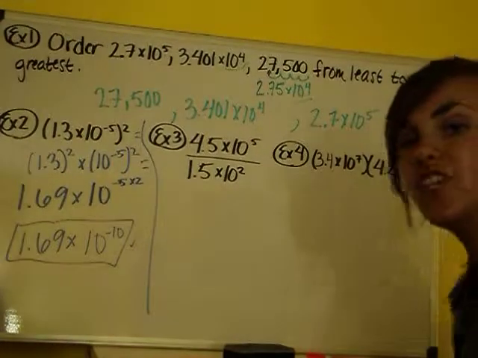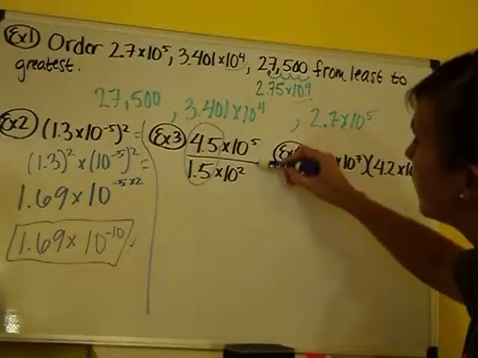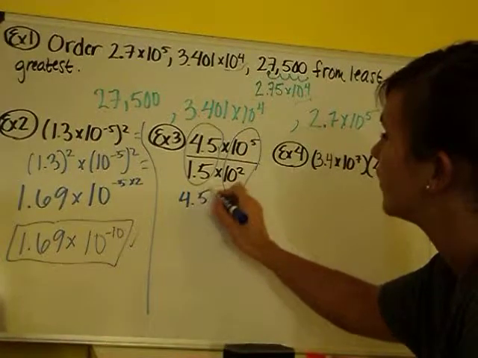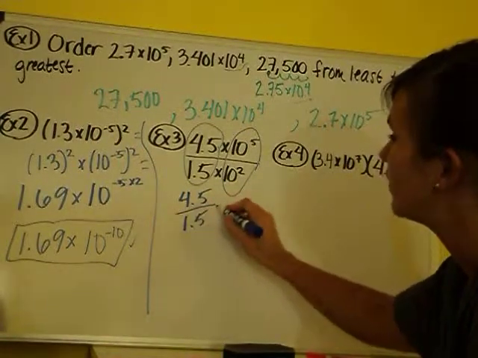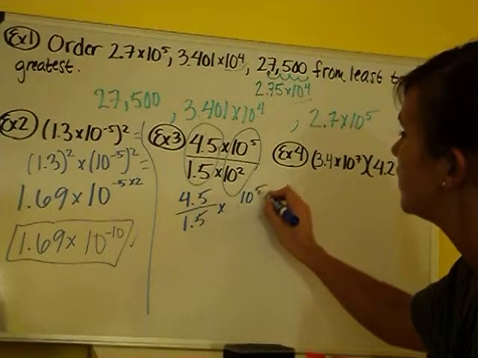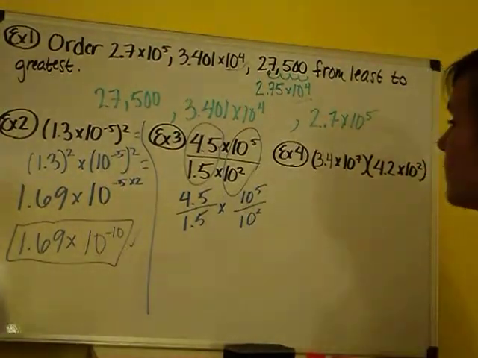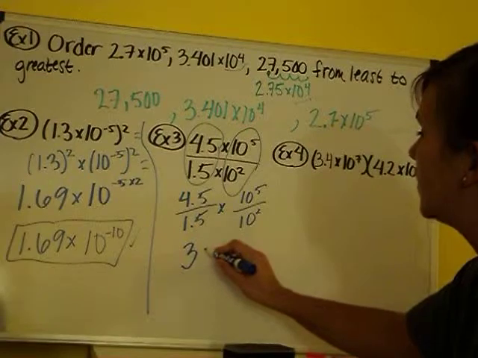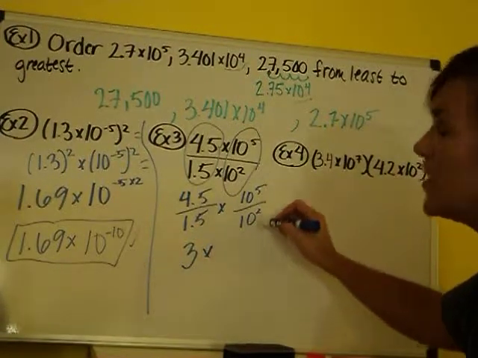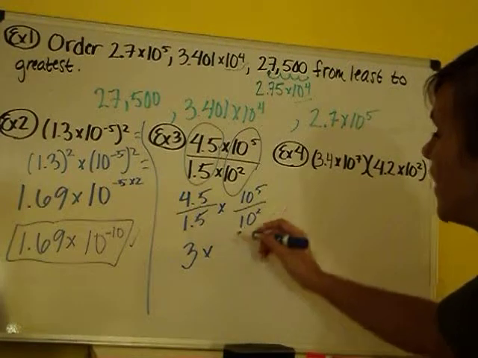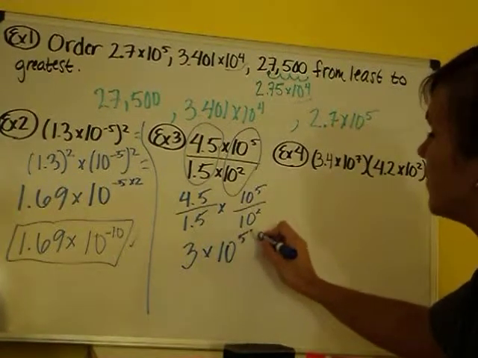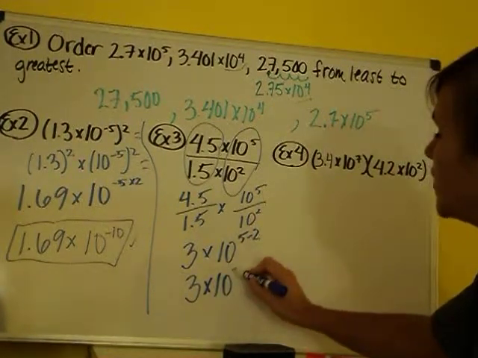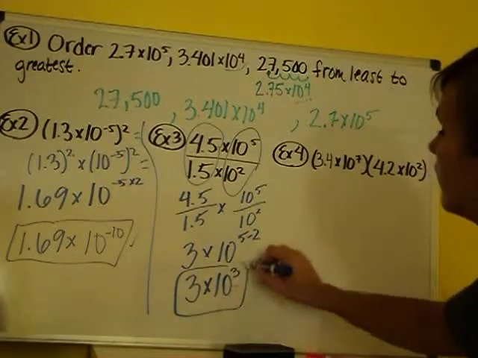Here we have division. We are going to divide our c's, and we are going to divide our powers of 10. So we're going to take 4.5 divided by 1.5 times 10 to the 5th divided by 10 squared. 4.5 divided by 1.5 is, for those of you who can do that in your head, 3. And then when we divide powers with the same base, we keep the base and subtract the exponents. So our final answer is 3 times 10, 5 minus 2 is 3.